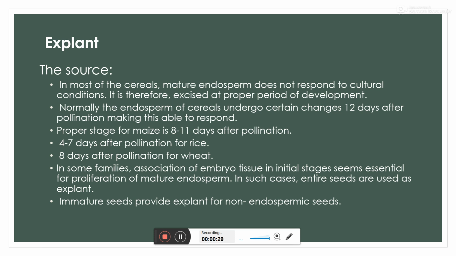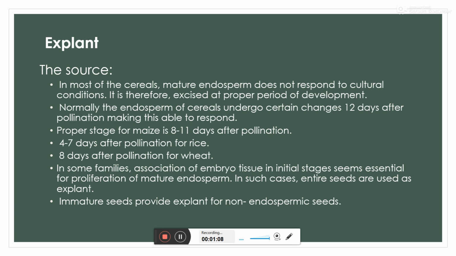In the case of cereals, the matured endosperms do not respond to the culture conditions that we already discussed in the above section. That is, in cereals like wheat, barley, and others, there is a fixed time period or an age for the endosperm that will show a response to the culture. Therefore, we have to extract at the proper period of development. Normally the endosperms of cereals undergo certain changes 12 days after pollination, so this will make them able to respond.